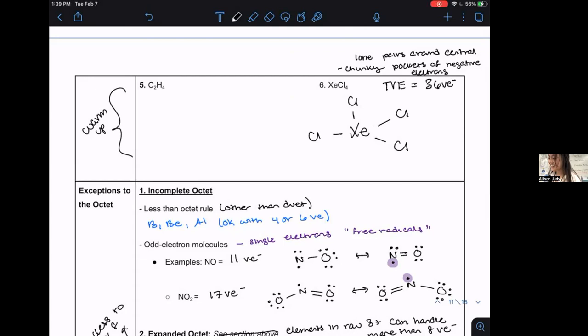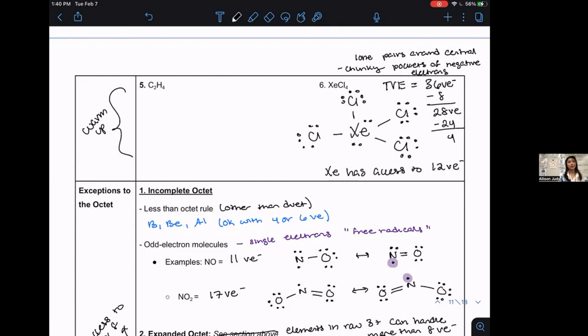I've used up 8 already, so I'm left with 28. I'm going to fill out my octet for every terminal, and it's a halogen, so I can't make a double bond. I've just done 6 times 4, 24, so I have 4 left. Where does the other 4 go? I can't put it anywhere else, so it has to go on the central atom. That means xenon now has access to 2, 4, 6, 8, 10, 12 electrons, and it's okay with that. Xenon has access to 12 valence electrons.